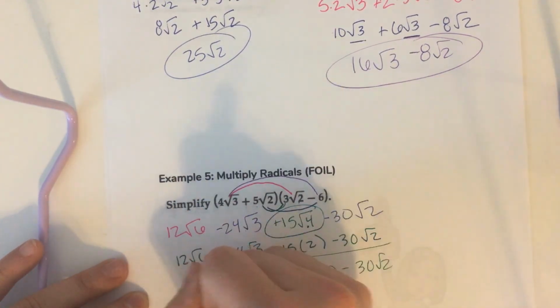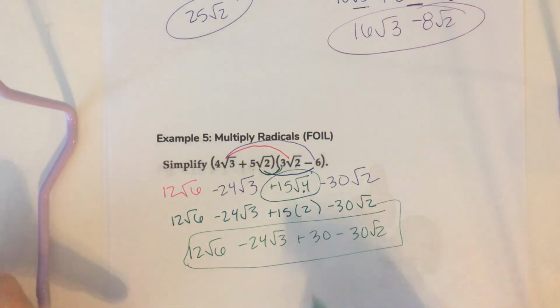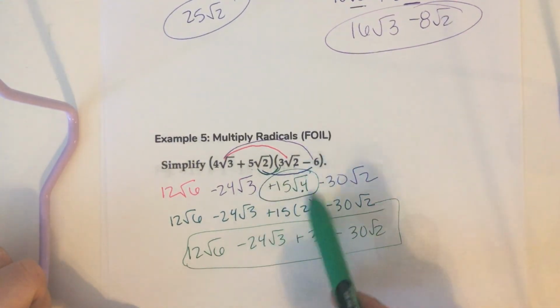I'm not worried about per se the order it's in, like standard order or anything like that, standard form. You just gotta FOIL and make sure you get all parts. Chances are at least one term is gonna simplify like this guy did right here.